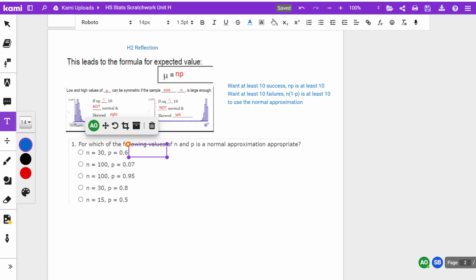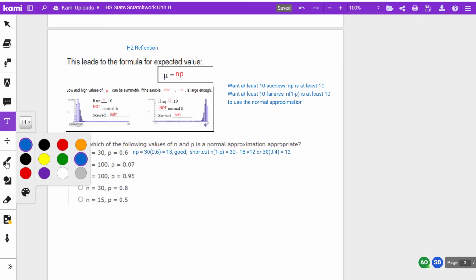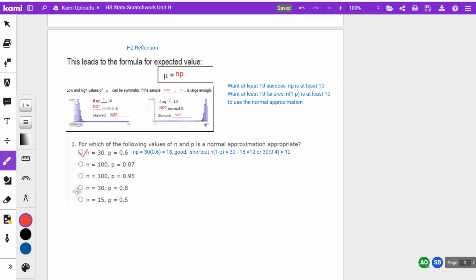So n times p equals 30 times 0.6, which is 18. So that's good. N times 1 minus p, or here's your shortcut: I could multiply it out, or I could just subtract the number of successes. Sometimes that's easier. 30 minus 18 equals 12, or 30 times 0.4 equals 12. So both of those work. So this one's fine. It looks like this one is the appropriate one right here. Maybe scrambled on your choices.